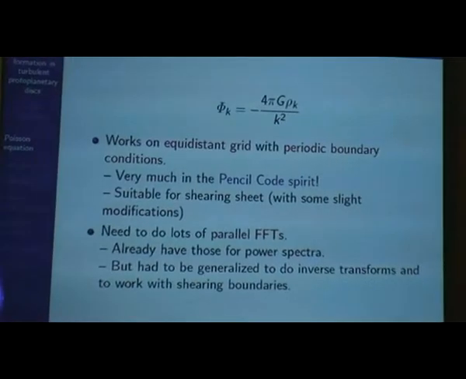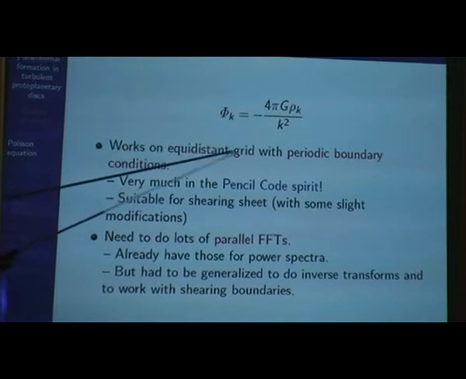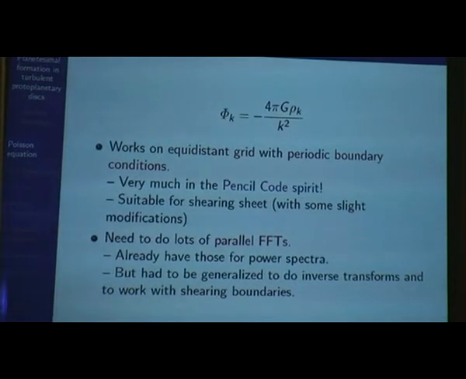What we decided on was the FFT method, which is to Fourier transform rho and then solve for phi in Fourier space. This works nicely on an equidistant grid with periodic boundary conditions, so we thought this was very much in the physical spirit, where we often work in periodic boundary conditions. It's also suitable for the shearing sheet equations, which was something that I really wanted because I wanted to look at planet formation in protoplanetary disks, where the shearing sheet is a good approximation.